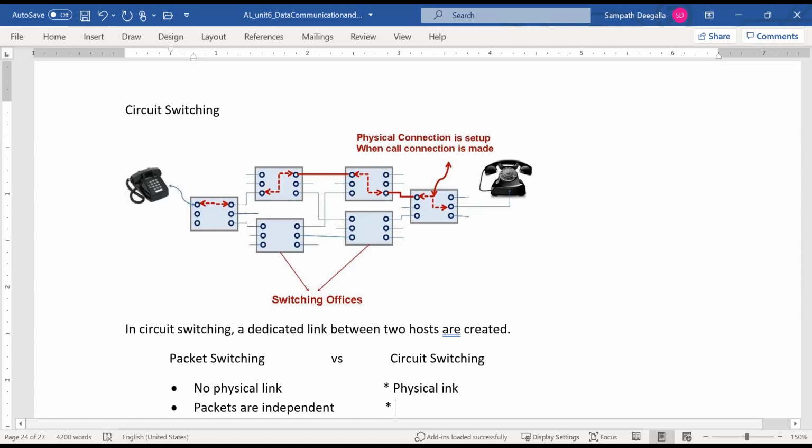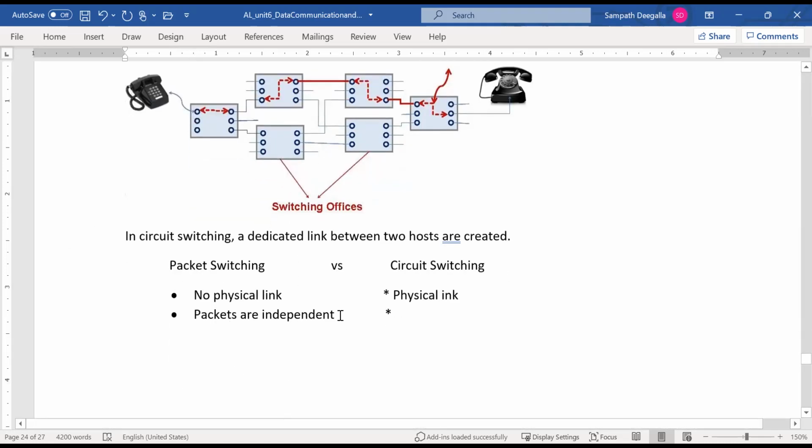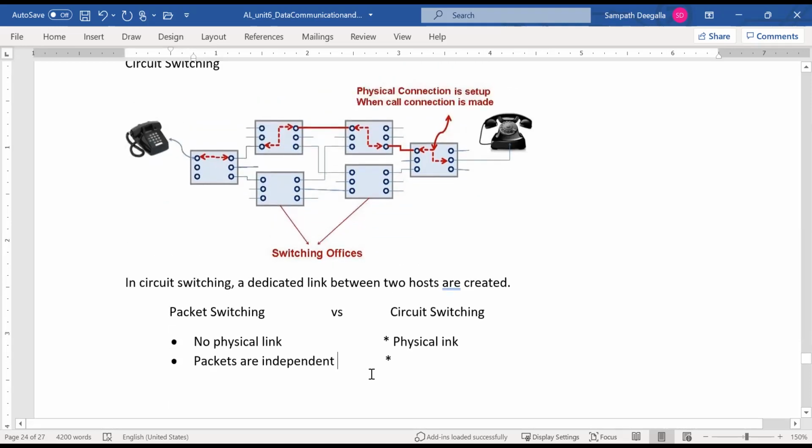Right. Now, packet switching, I told you no physical link. Circuit switching, we have a dedicated link. Packets are independent in packet switching, I told you they can go anywhere, but in circuit switching it is the same path. Packets are independent, take different paths.